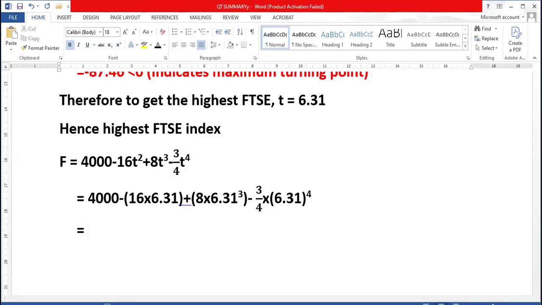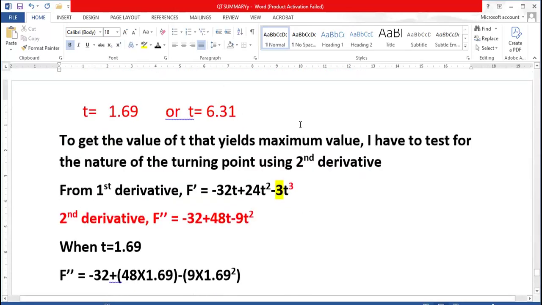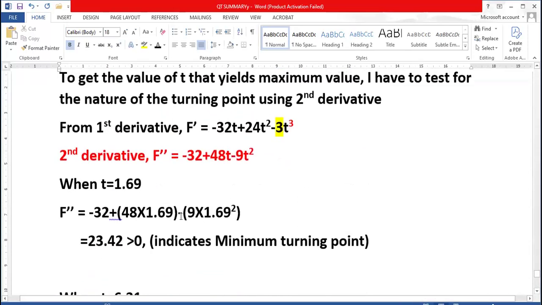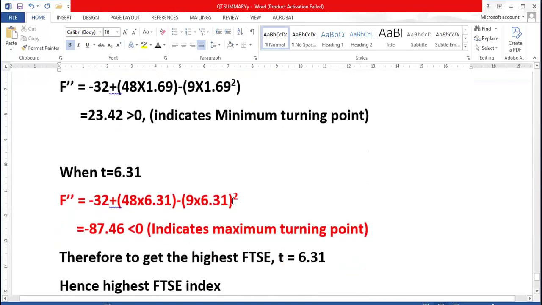So the value you're getting is what? Yes, please. On the second derivative, why is the squared bit outside the brackets? Where are we finding the value where t is given by 6.31? I see the square is outside the brackets. No, this is wrong. It should be like this.